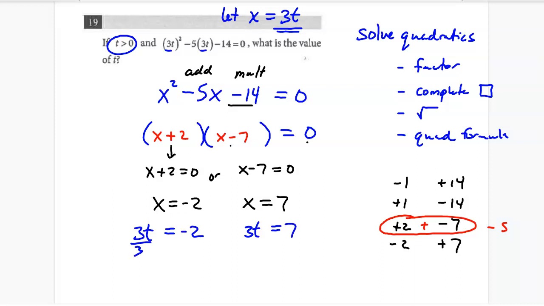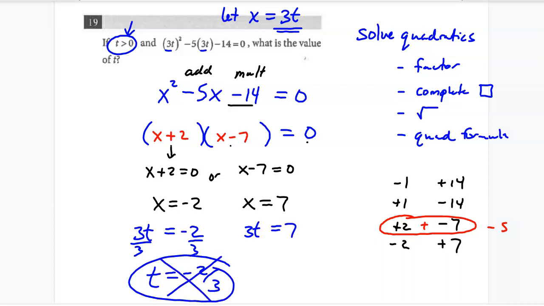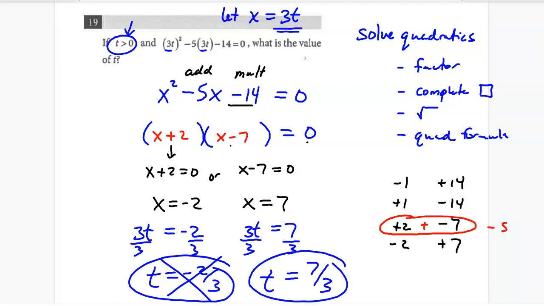Well, divide this side by 3 and I got t equals negative 2/3. That cannot be the answer. For one, on any short answer question or free response, there's no negative to grid in. So that's why they said t had to be positive. So even though this is kind of correct, it won't work for this test. It's going to be this answer. Divide both sides by 3, and you're going to get t equals 7/3. So 7/3 is going to be the correct answer.